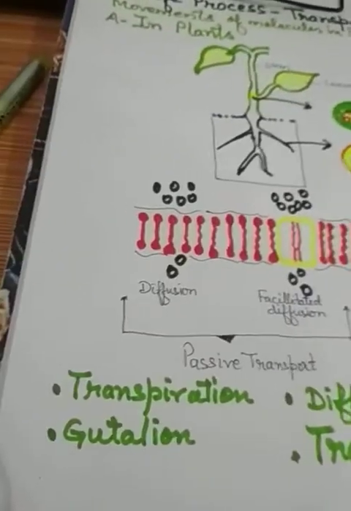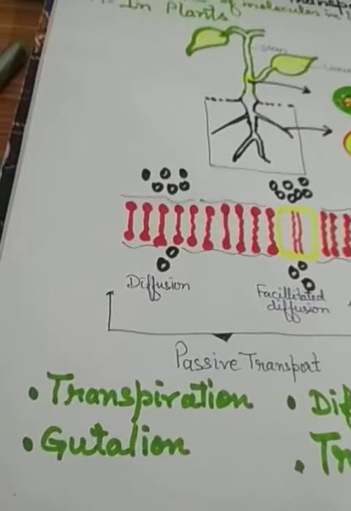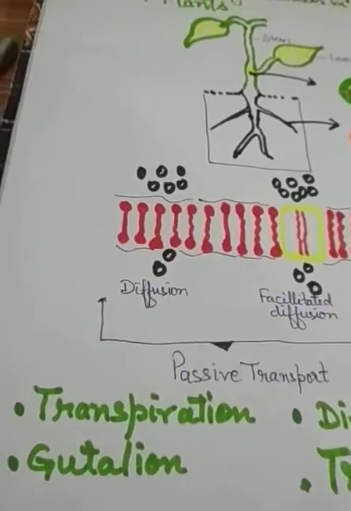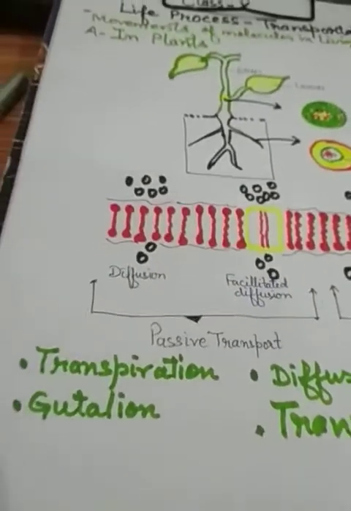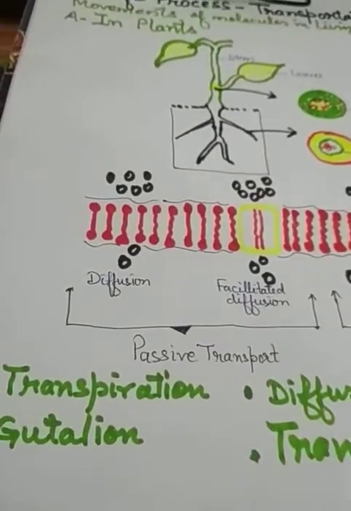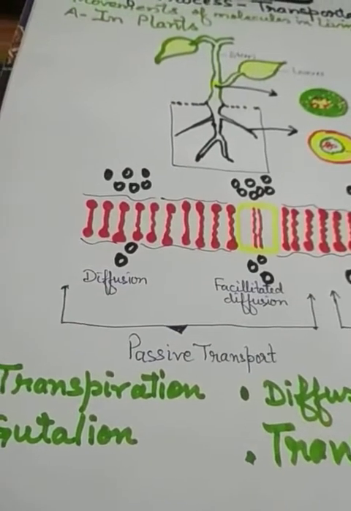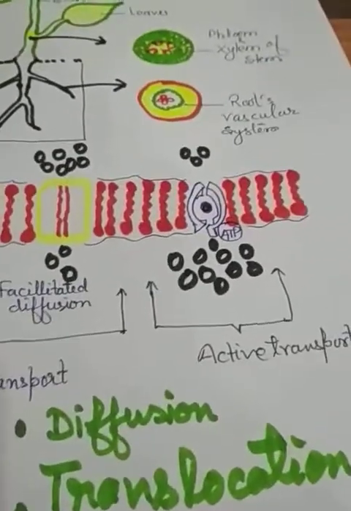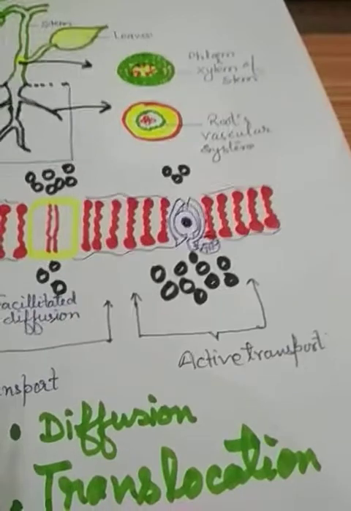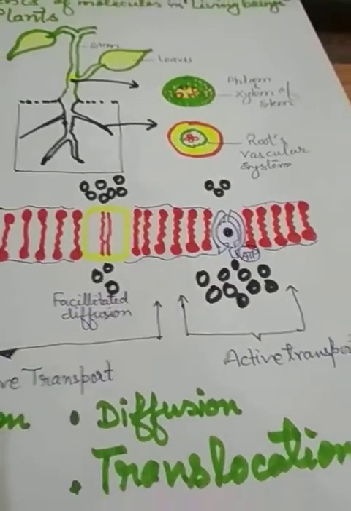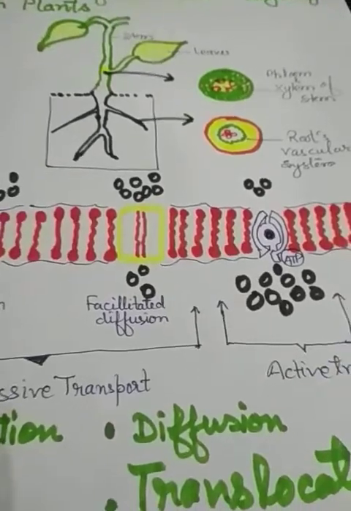And guttation means if the environment has high humidity, then there will be storage of water droplets on the plant's leaves, which is seen in the morning. It means the water did not evaporate, and it is collected on the leaves of the plants. And translocation is the required distribution of food in different parts of the plant body as per the requirement of that particular part of the plant body.